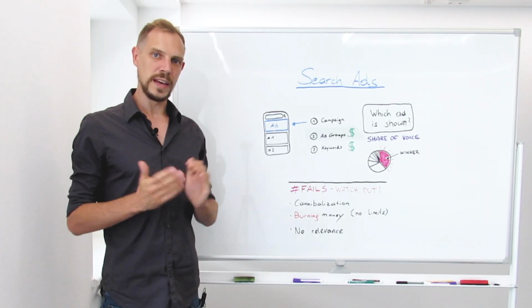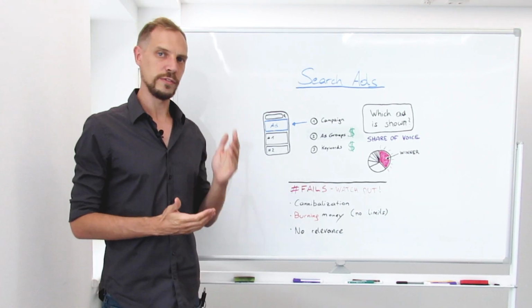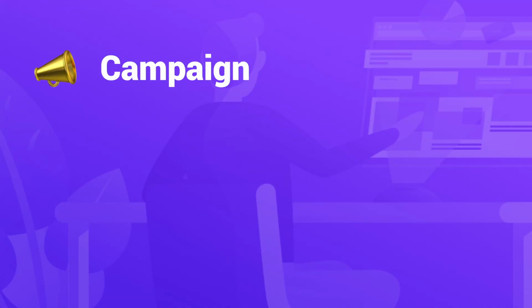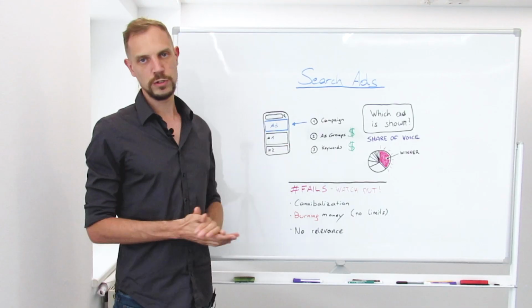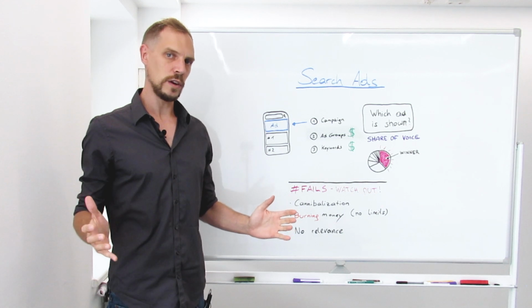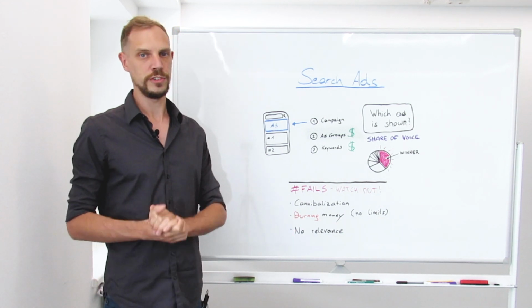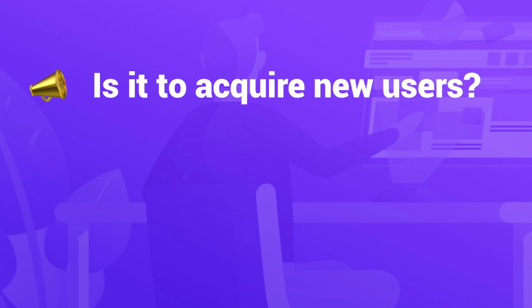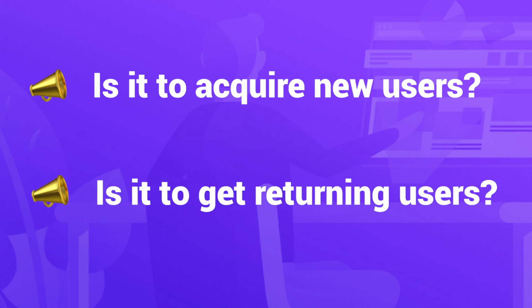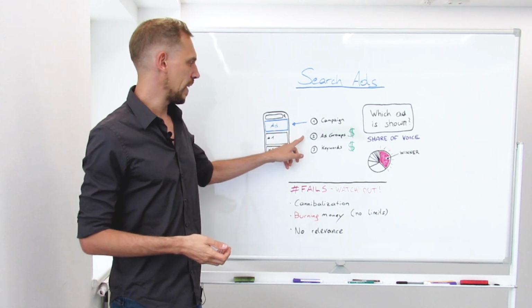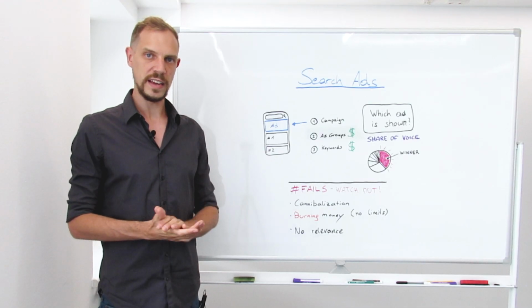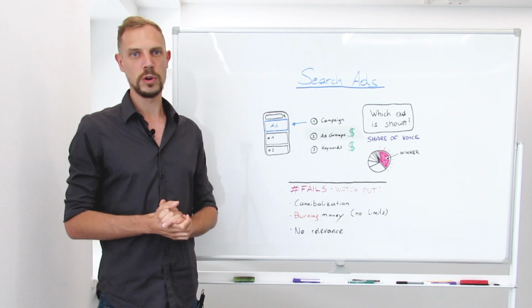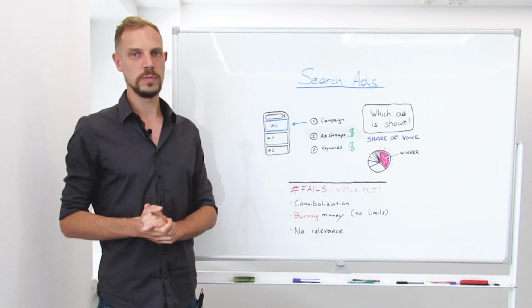When setting up Apple search ads, it is important to understand that you have different levels. The levels are the campaign itself, ad groups, as well as keywords. Within the campaign itself, what you normally try to target for are the different markets out there, as well as the goal of your Apple search ads campaign. Is it to acquire new users, or is it to get returning users back using your app? On the ad group level, what you can do is structure the different keywords that are filled within the ad group level. So this gives you a better understanding of how you can set up your campaigns and make them more logical to also manage and optimize them over time.